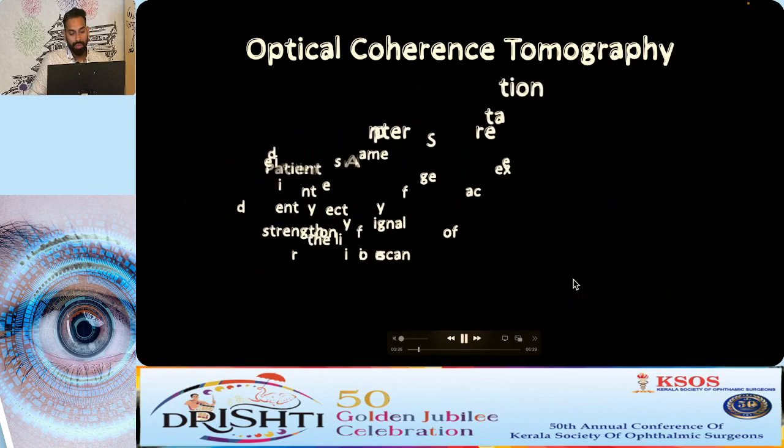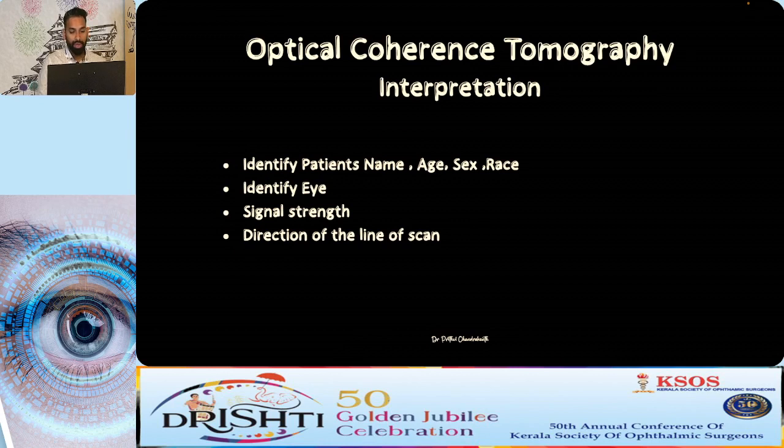So next thing is, how do we interpret? One is, you need to see if the patient name is proper, age and sex. If it's not the same name, then you might be injecting some other patient. So you need to be sure that you have the proper name and the same person. Identifying the eye: basically, on the nasal side we have the papillomacular bundle nerve fiber layer, which is a little thicker, which I'll be showing you. And then signal strength should be maximum, and direction of the scans also should be noted.